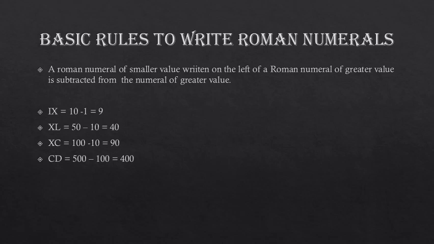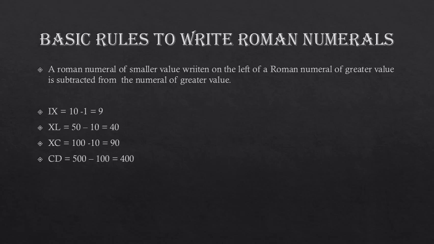10 minus 1, children. Again I'll read the above statement. A Roman numeral of smaller value written on the left of a Roman numeral of a greater value is subtracted from the numeral of the greater value. It is always subtracted from the greater value, children. That is the reason 10 minus 1. Please remember this.